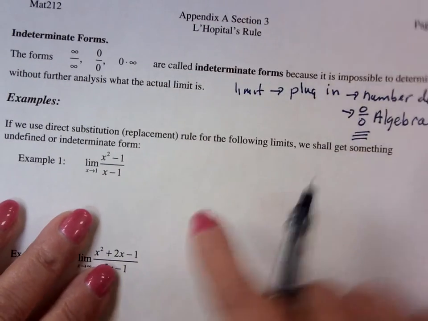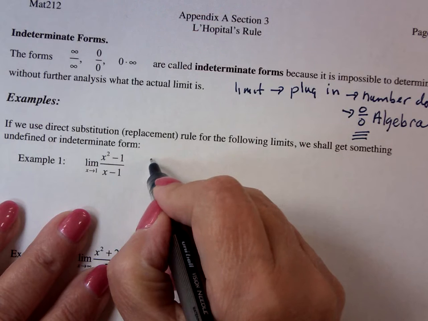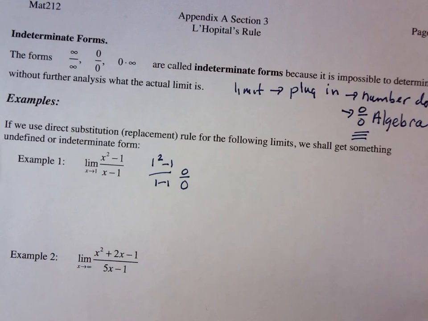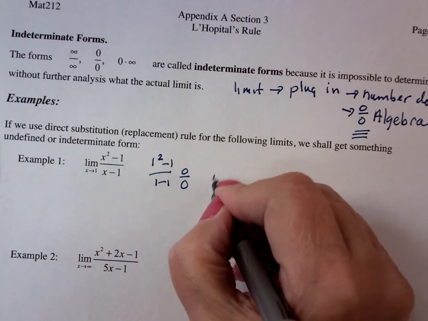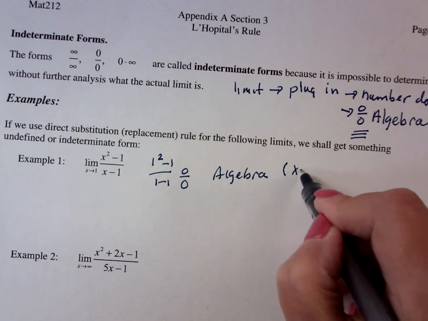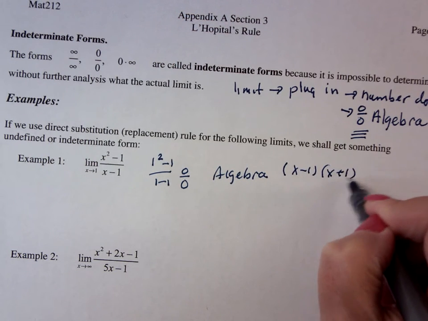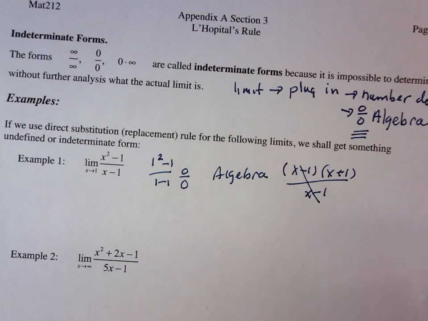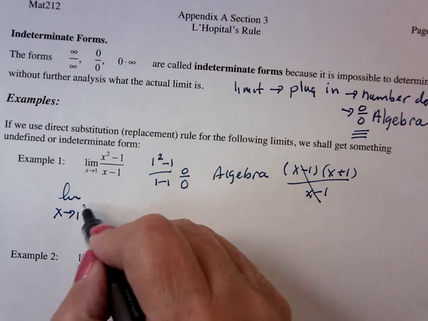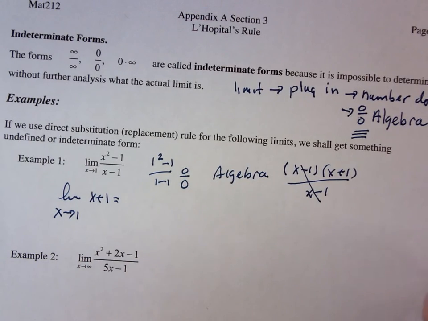Well, in the old days, first thing I would do, plug it in. This would be 1 squared minus 1 over 1 minus 1, which is a 0 over 0 form. That's an indeterminate form. And then we would do some algebra, right? Which means factor. X minus 1 reduces out. Then we take the limit as x goes to 1 of x plus 1. Because remember, this is now a hole in the graph, right? And we get 2. That was our solution.